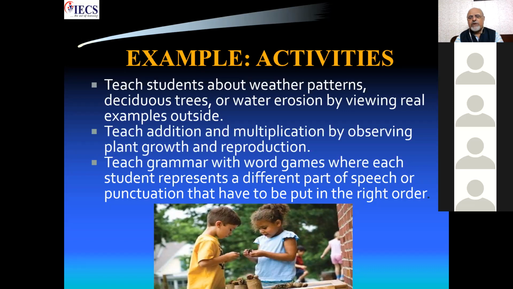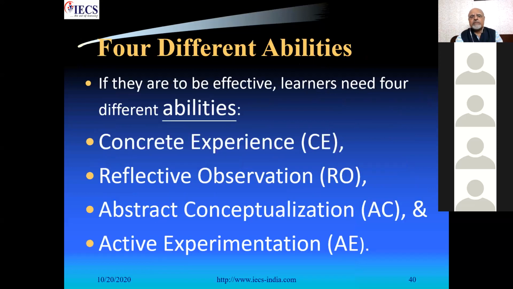Now, you can teach grammar with word games, where each student represents a different part of speech. A student is a noun, a student is a pronoun, another student is a preposition, another student is an adjective, another student is an adverb. And you give them the words and they have to choose these words and put themselves in the right order so that they make a sentence. They make a sentence in the form of, you can say, S-O-V, subject, object, verb. Or you can say S-V-O, subject, verb, object. So the patterns of sentences can also be done as an activity. These are all activities for junior children.